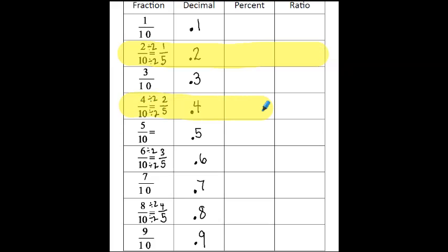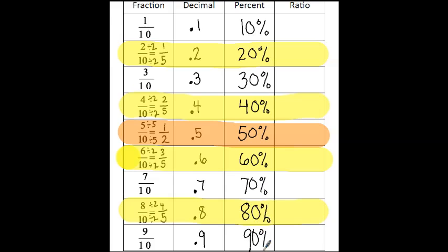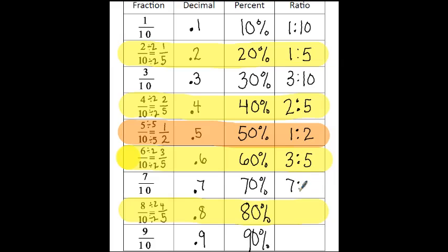And we see that if we memorize the rule for the tenths, then we already memorized all the rules for the fifths. And if we divide the top and bottom by 5, 5/10 becomes 1/2. So we already know what 1/2 is as well. Now 0.1, I move it over, that looks like 10 cents, so it should be 10%. 20 cents, 20%. Then we count by tens, 30, 40, 50, 60, 70%, 80%, and 90%. Now the simplified ratio would be 1 to 10, 1 to 5, 3 to 10, 2 to 5, 1 to 2, 3 to 5, 7 to 10, 4 to 5, and 9 to 10.